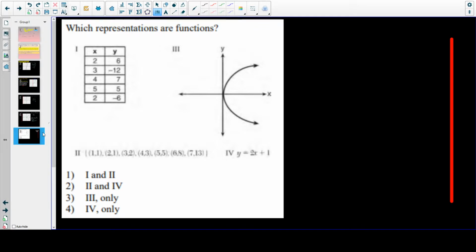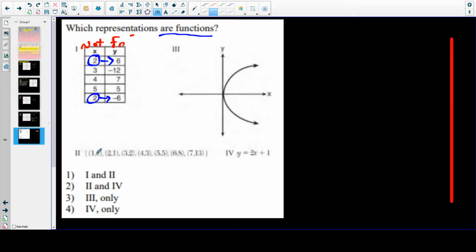All right, so let's do a Regents question. Usually Regents questions mix a lot of the different representations together, so I guess it's good practice. Which representations are functions? Remember, if the x values repeat, it's not a function. So 2, 3, 4, 5, positive 2. When you input the value of 2, you get negative 6. When you input the value of 2 here, it gives you positive 6. These are different values, so this one is not a function.